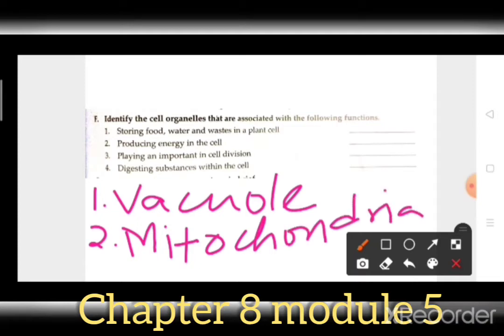Next one is playing an important role in cell division. So this will be centriole.